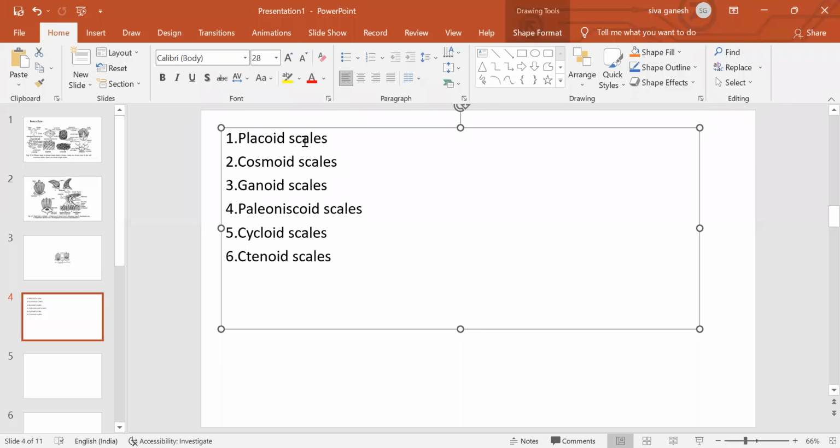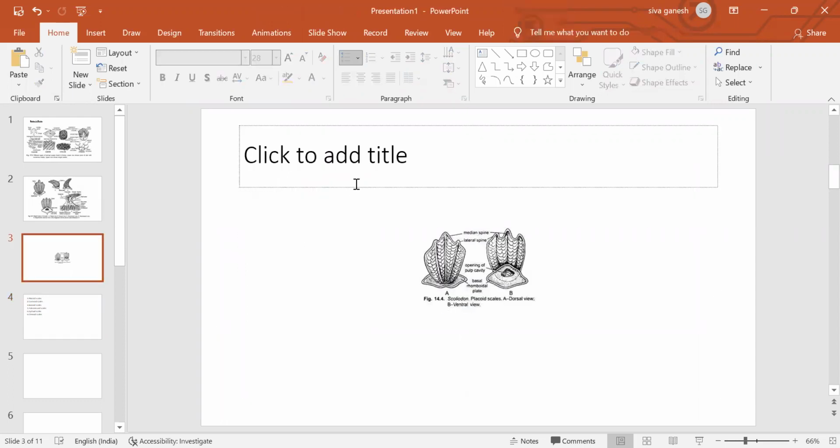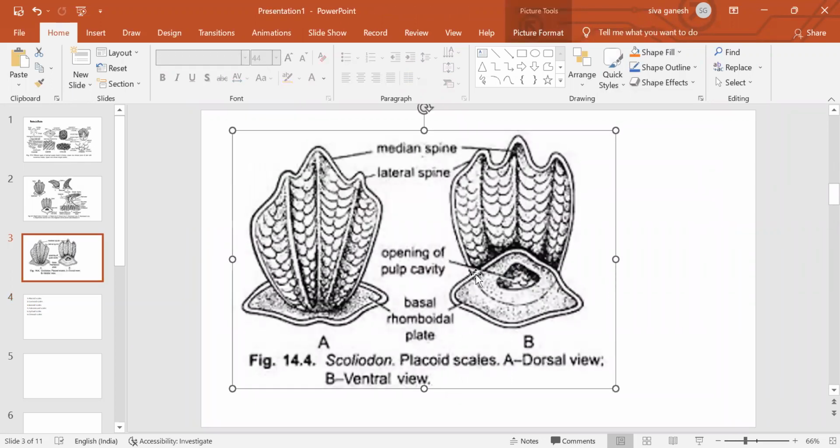First of all, placoid scales. The placoid scales are exclusively seen in sharks, I mean cartilaginous fishes, especially elasmobranchs. Elasmobranch cartilaginous fishes have such placoid scales, which are invisible in nature. You can't see them with the naked eye. With the help of a microscope only, you can observe them.